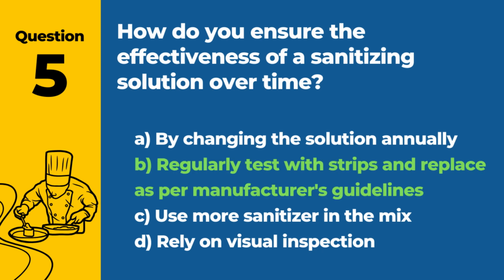Answer. B. Regularly test with strips and replace as per manufacturer's guidelines. The effectiveness of a sanitizing solution over time can be ensured by regularly testing its concentration with test strips and replacing the solution as per the manufacturer's guidelines to maintain its efficacy.